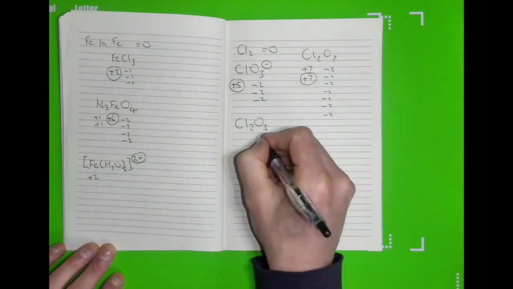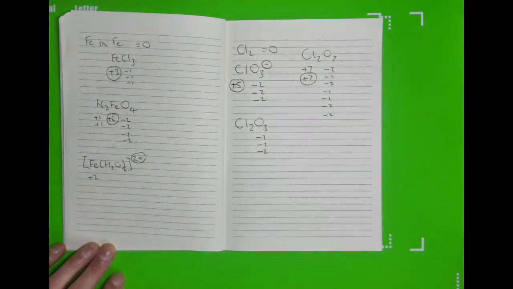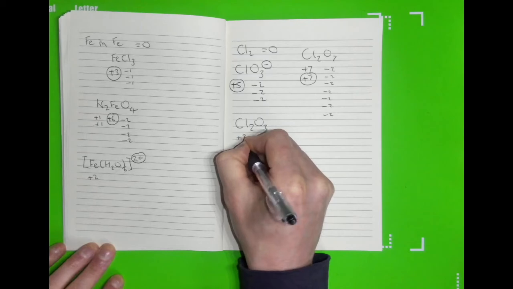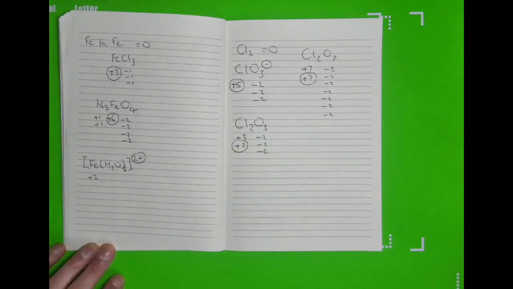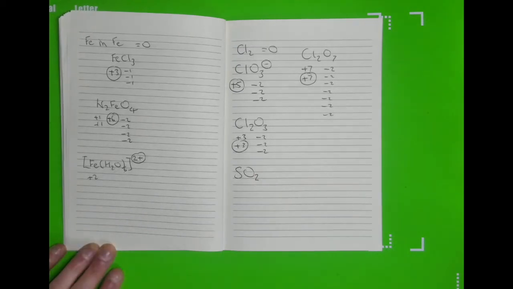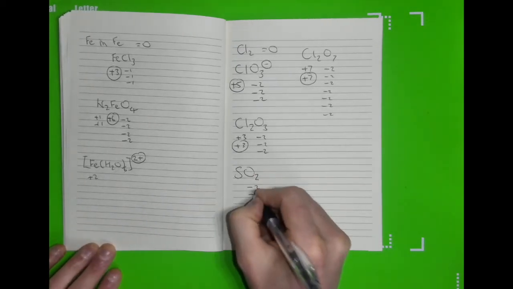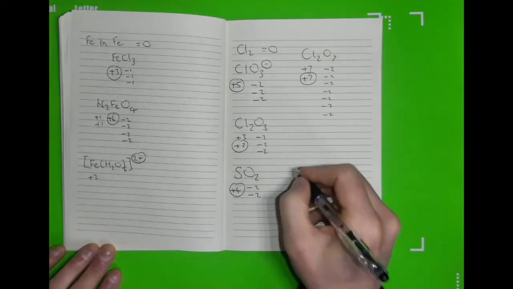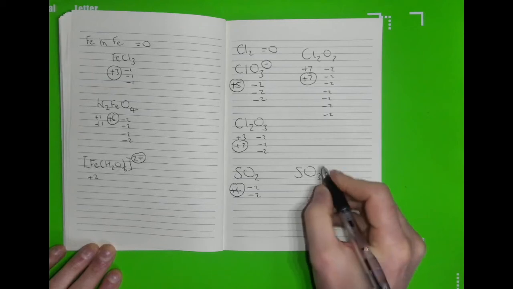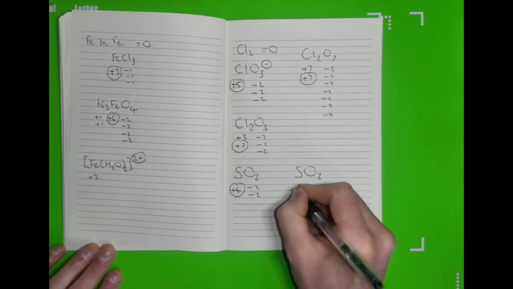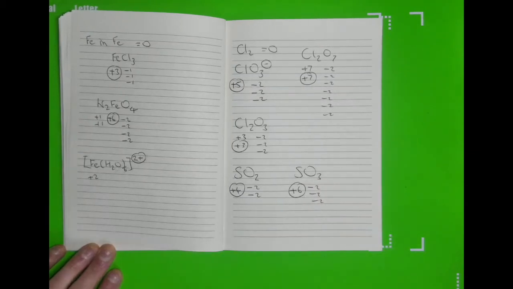Cl2O3. Oxygen has a -2 oxidation state, therefore each chlorine must have a +3 oxidation state. The answer is +3. SO2. Oxygen is -2, sulfur must be +4. SO3. Oxygen is -2, therefore sulfur must be +6 in this particular case.